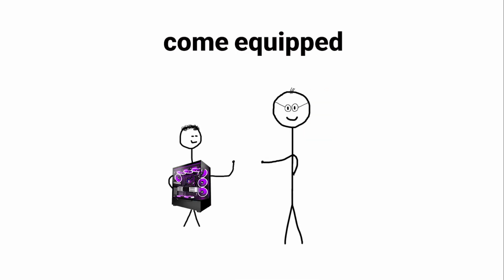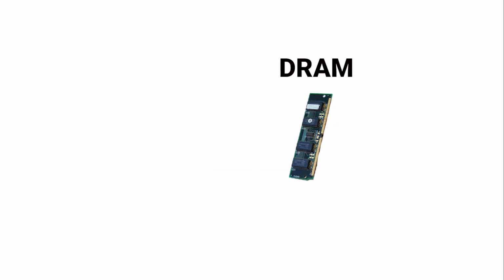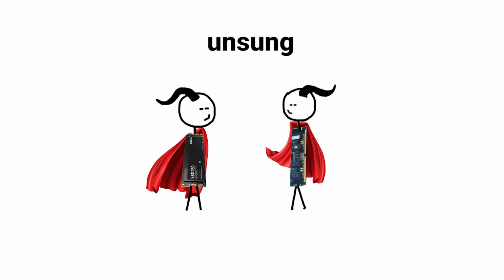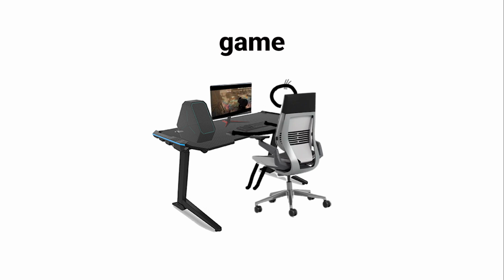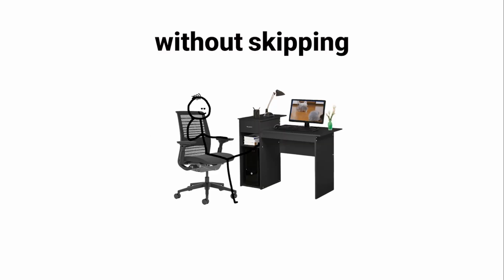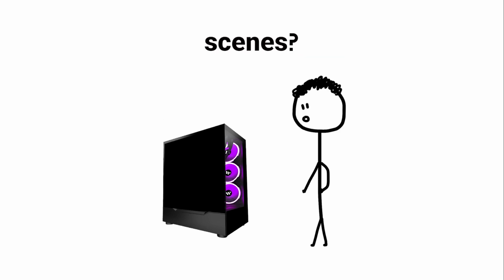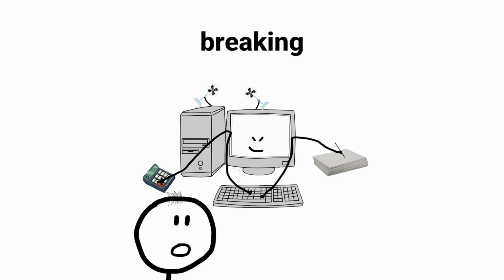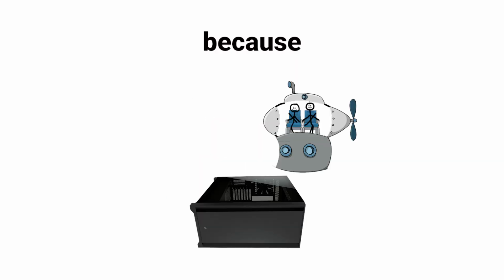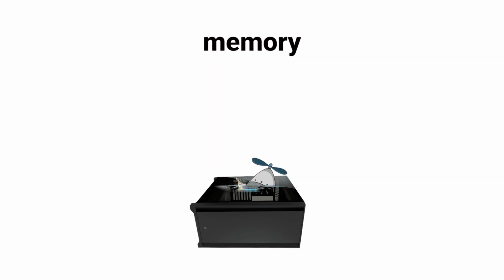Thankfully, our computers come equipped with two types of memory that make our digital lives a breeze: DRAM and SSDs. These unsung heroes work together seamlessly to store and retrieve data at lightning speeds, enabling us to multitask, game, and binge-watch cat videos without skipping a beat. But have you ever stopped to wonder what's going on behind the scenes? How does your computer juggle countless tasks and massive amounts of data without breaking a sweat? Well, buckle up, because we're about to take a deep dive into the fascinating world of computer memory.